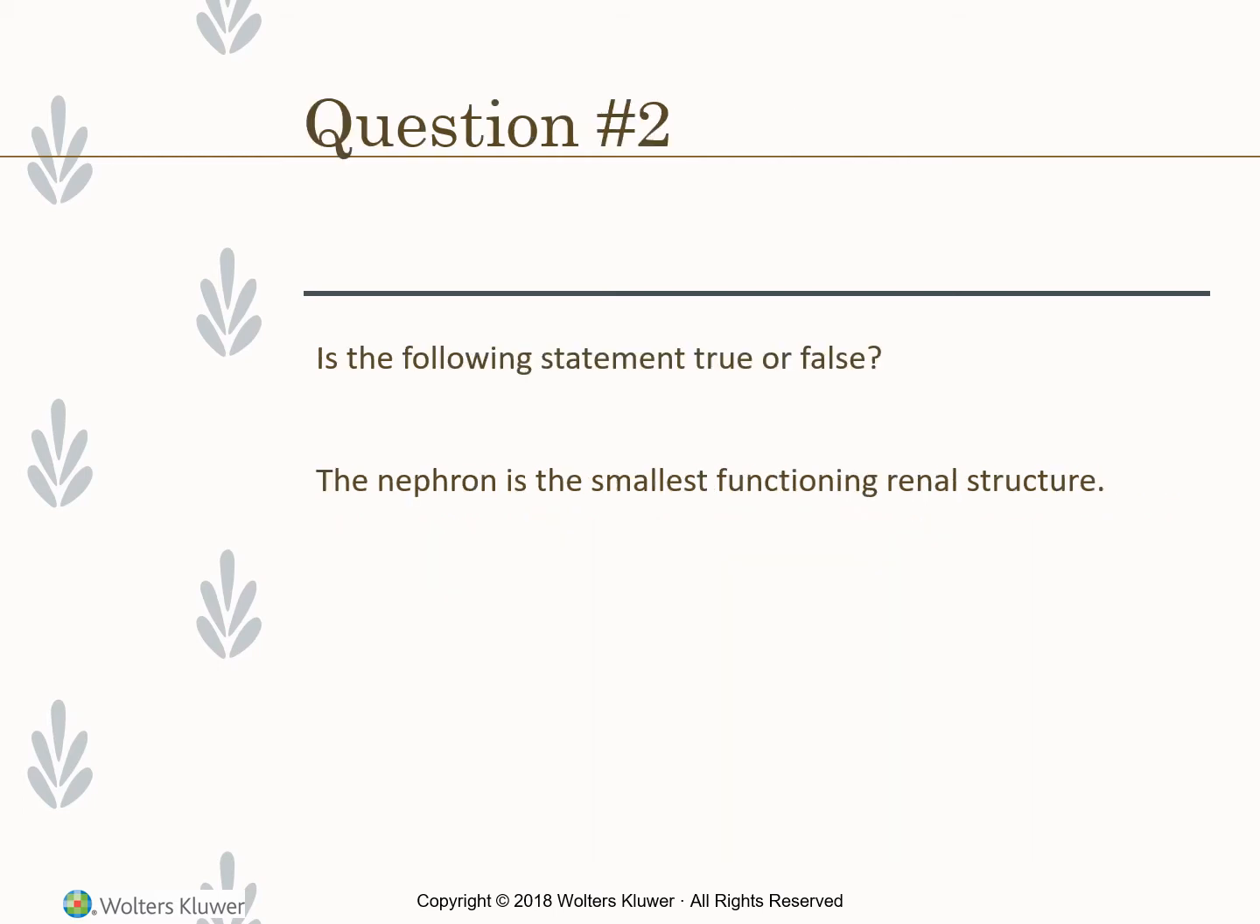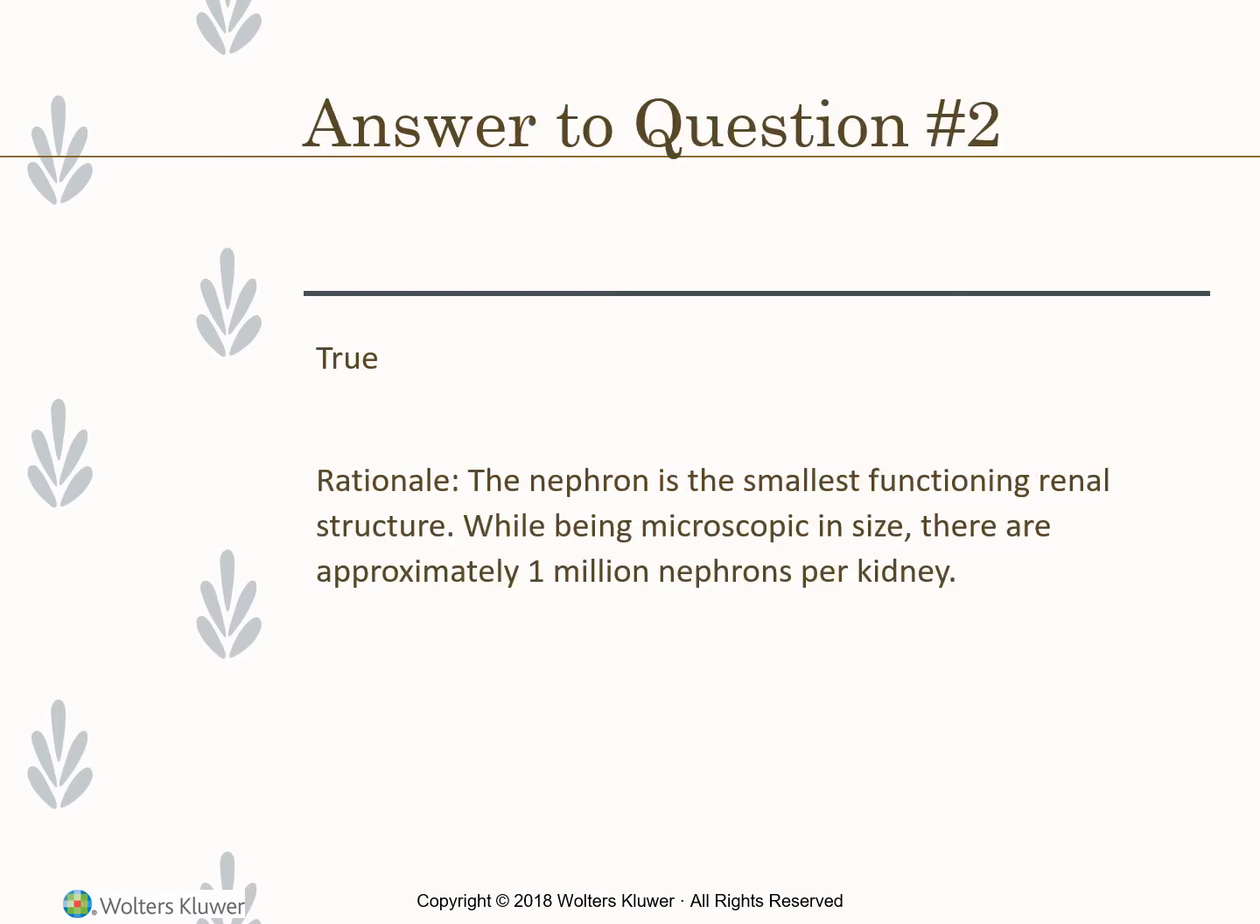Is the following true or false? The nephron is the smallest functioning renal structure. This is true. The nephron is the smallest functioning renal structure. While being microscopic in size, there are approximately 1 million nephrons per kidney.